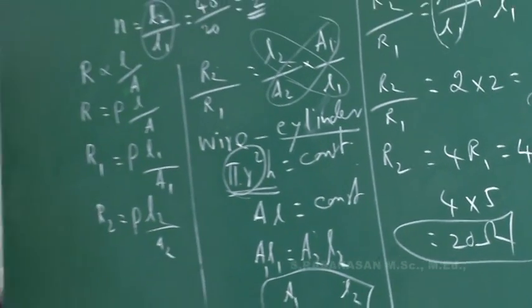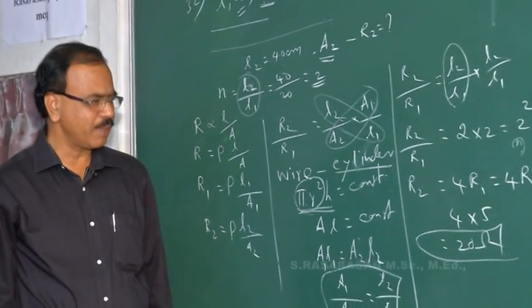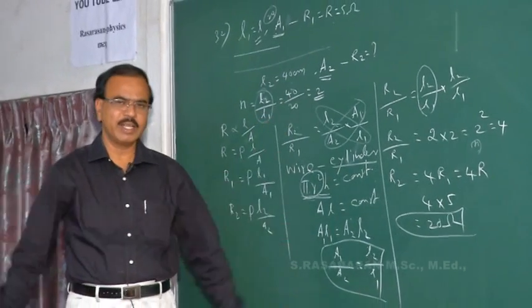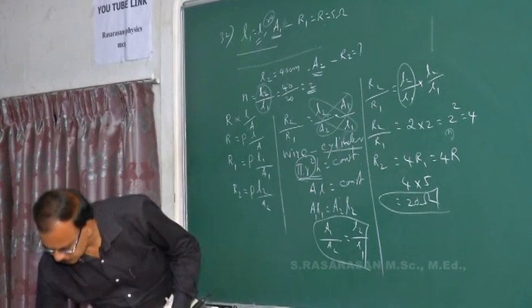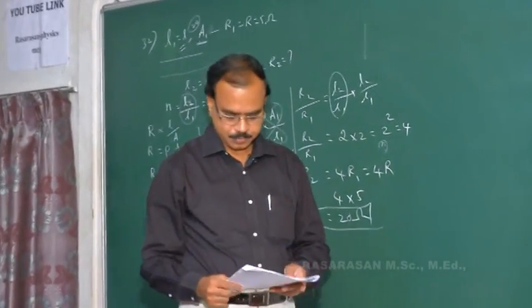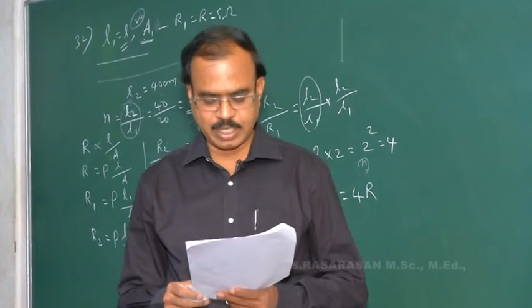If a wire of 20 centimeter length having resistance 5 ohm is stretched uniformly to 40 centimeter, now the resistance becomes 20 ohm. We cannot exactly predict the proportionality. Yes, the option is there. C is correct. Third option.